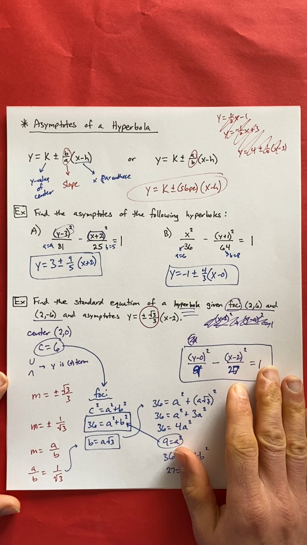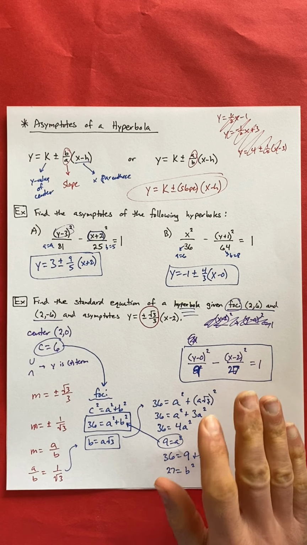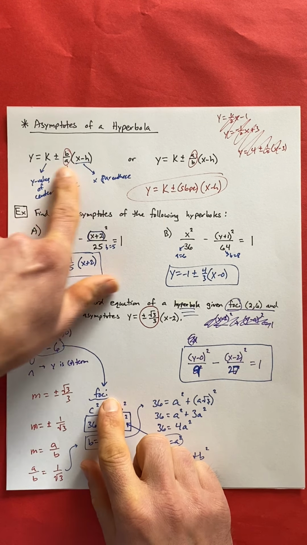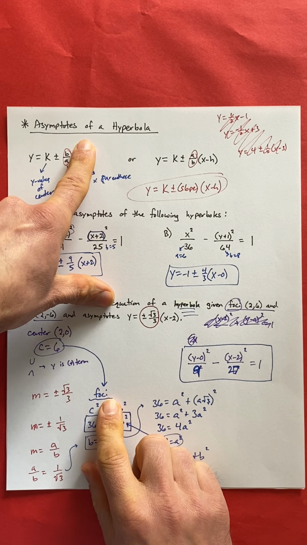All right, that is the notes for 10.4 day 2. The two big takeaways from this one are to make sure that you can classify a conic, and then it's up to you whether you want to use the equation for the asymptotes of a hyperbola or not.